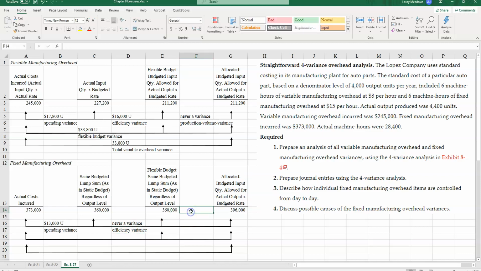Now, what is my production volume variance? My production volume variance is simply the difference between the amount of my flexible budget of 360 and the amount I allocated, based on budgeted input quantity allowed for actual output times the budgeted rate. So the difference here is what? 36,000. And that is favorable. Why? Because I allocated more than my flexible budget.